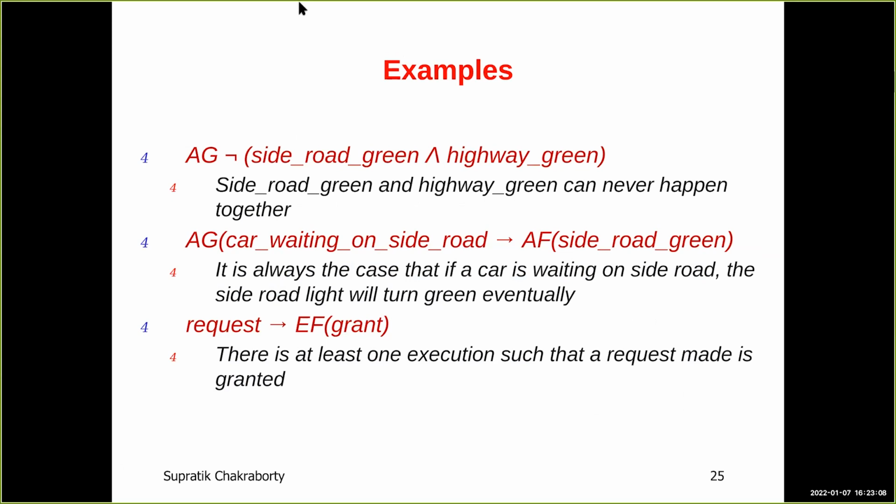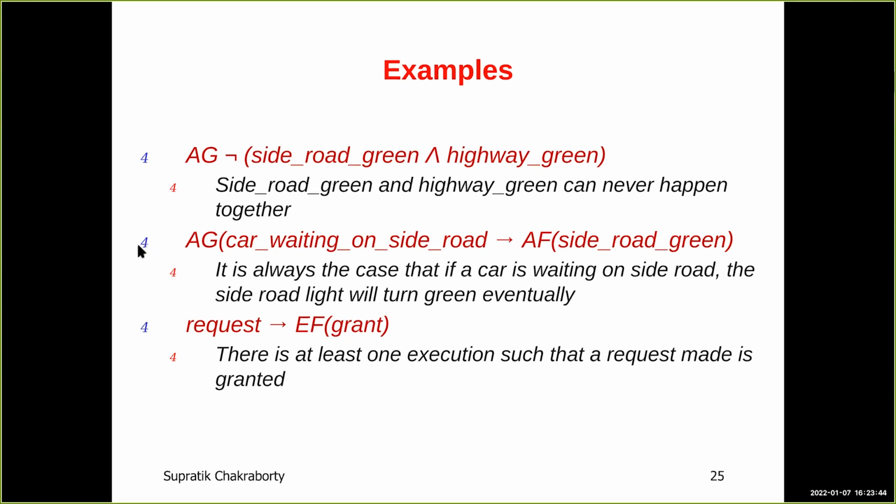Okay, so here are some simple examples. Maybe this is a traffic light controller. I want to say that along all paths, it should always hold that the side road turning green and the highway turning green should not simultaneously be true. Basically, no matter which way the system evolves along all the paths, the green signal should not turn on for the side road and the highway at the same time.